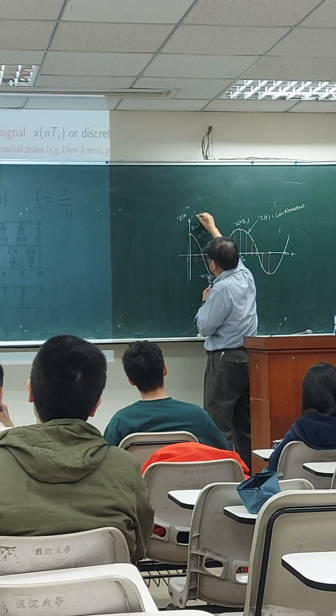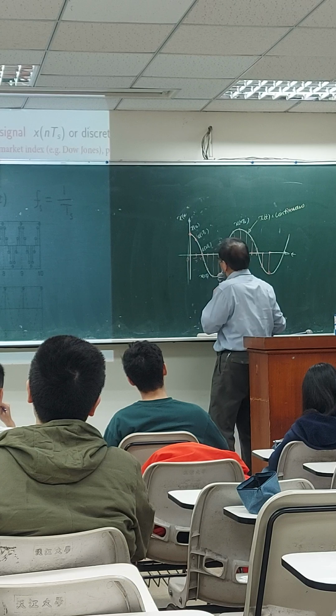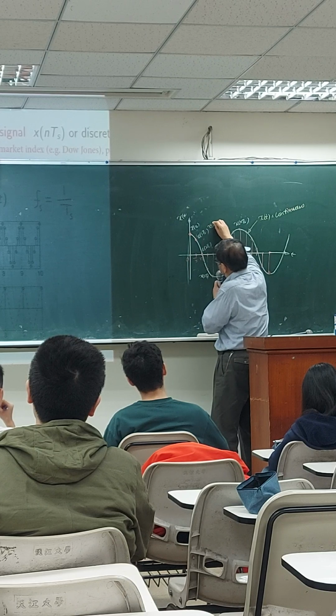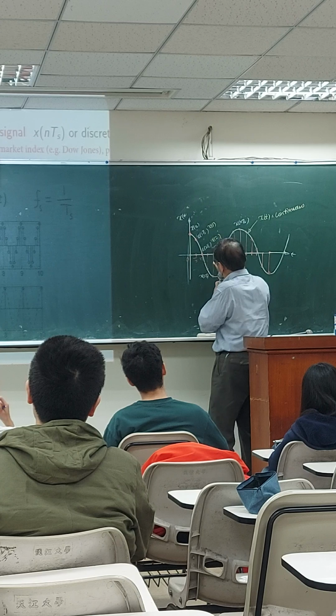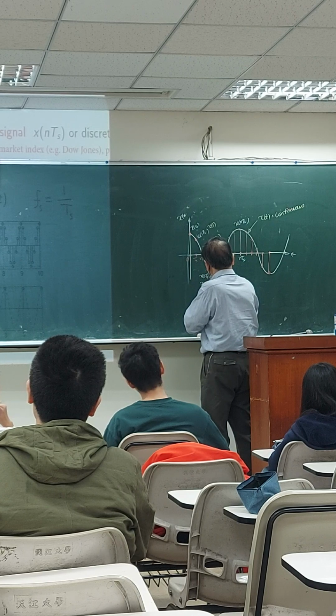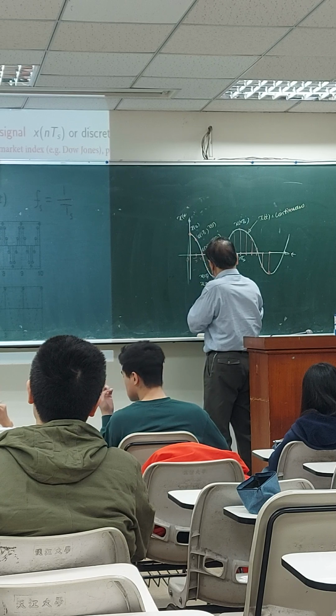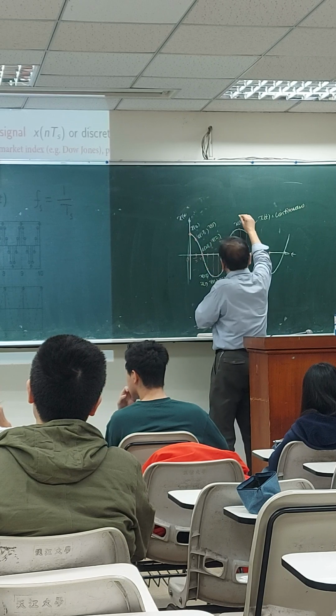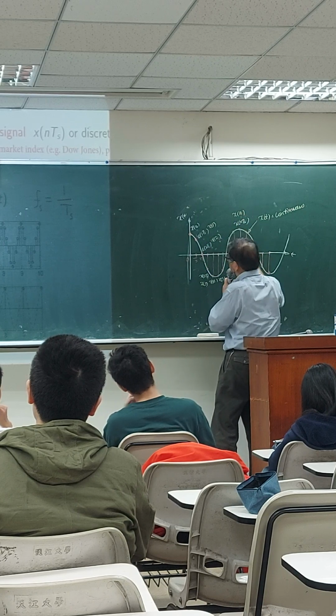So this becomes x0 as well, and I can replace this by x1, and x2, and then x3, x4, x5. Now it's replaced by xn.